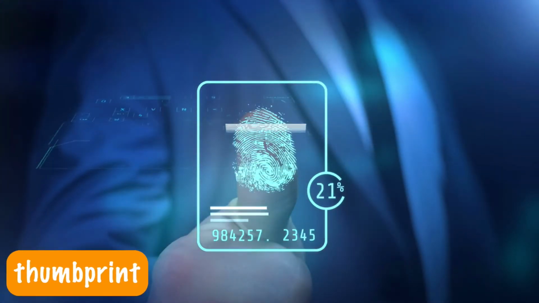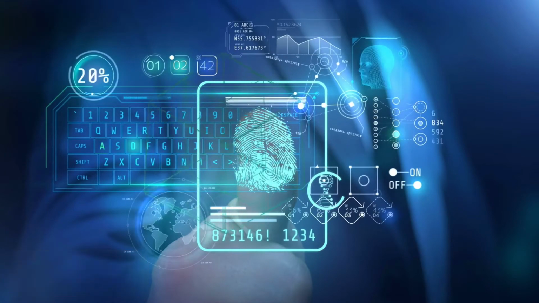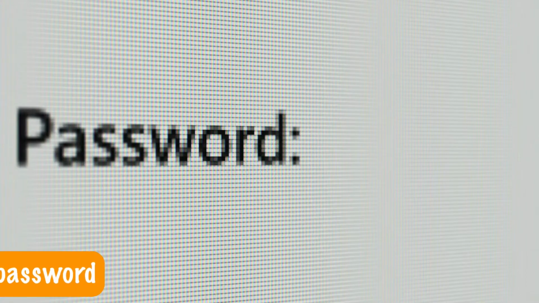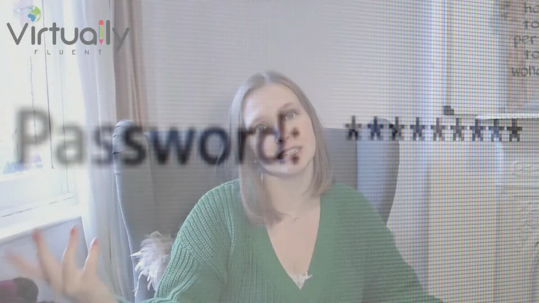Some alternatives might be the thumbprint, where you press your thumb or your fingerprint on the front of the phone. Or of course you have the old-fashioned, very classic password, where you type in some numbers or in some cases letters to enter to have access.